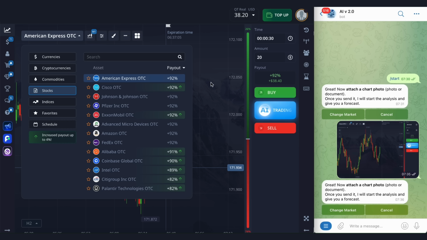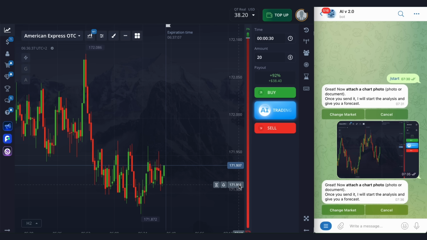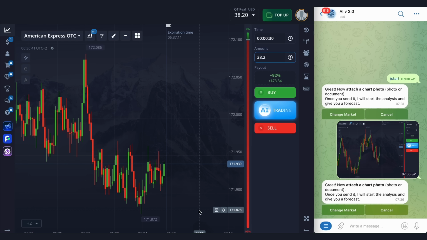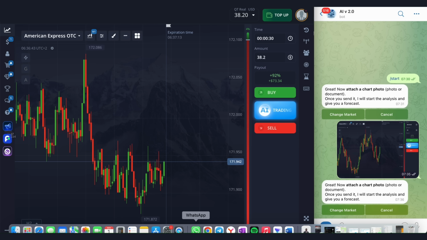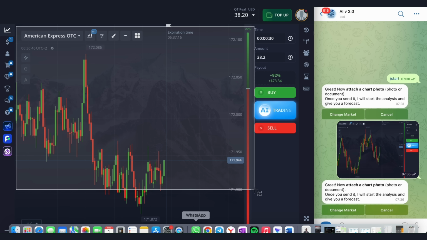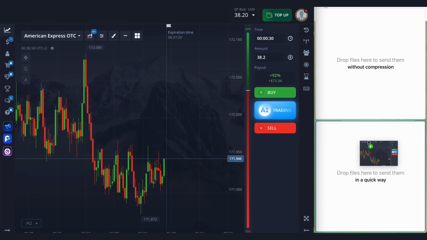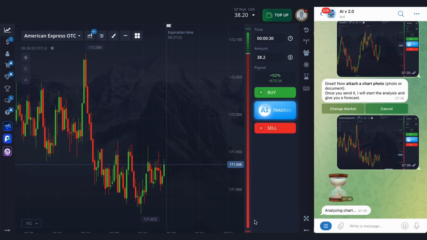All right, American Express OTC. That's going to be our next trade. We're going to go ahead and scale this account, ladies and gentlemen. For every trade, we take maximum our account balance, 100% risk. All right, taking a nice screenshot of American Express, ladies and gentlemen, attaching it to my AI screener. We're going to hold on tight and see how this plays out, people. Once we send it, it starts analyzing and gives us the forecast.